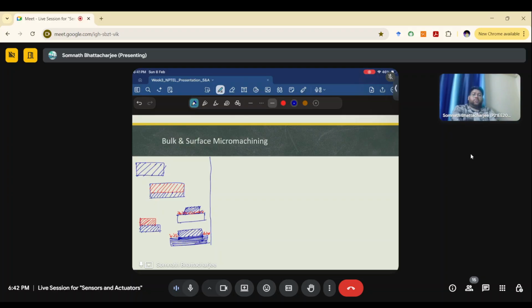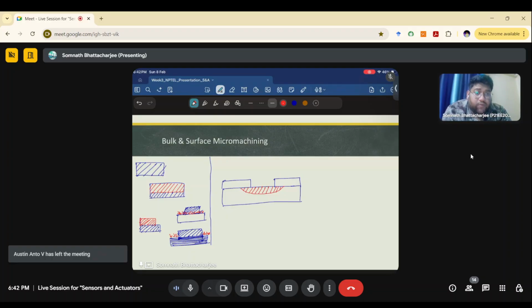So there are several kinds of etching techniques, micromachining techniques. There is something called bulk micromachining. And what is bulk micromachining? Let's say you have deposited this kind of structure and you need to etch it. There are several different techniques. You need to remove this part. So you have already removed this part. This is called bulk micromachining, and you are removing the bulk material from the whole deposited material.